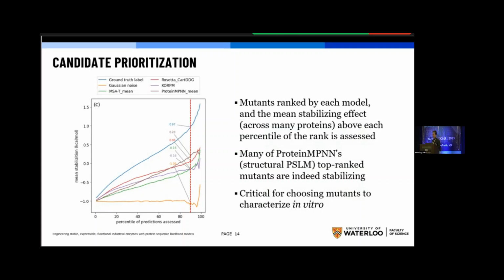Now, that barrier increase is not very high and wouldn't lead to much increased thermostability, maybe a couple of degrees. But when you start to combine mutations together, and there's a whole bunch of mutations above this 90th percentile, as I mentioned, potentially 1,000, these will accumulate to improve the stability substantially.